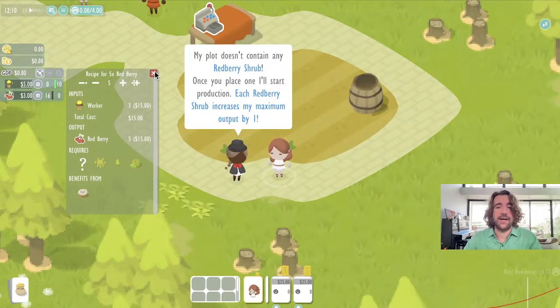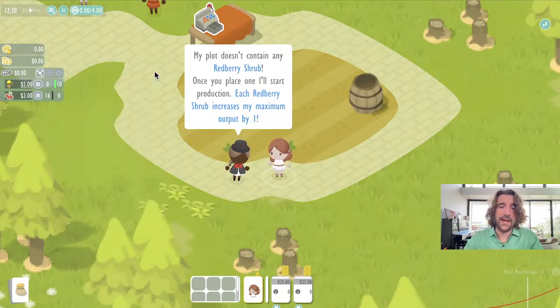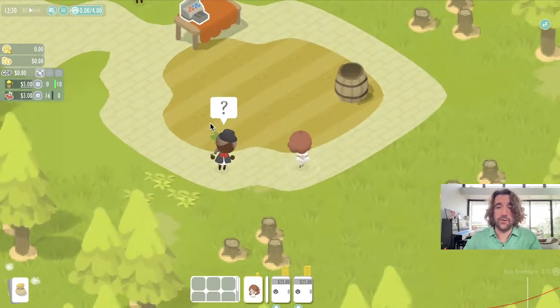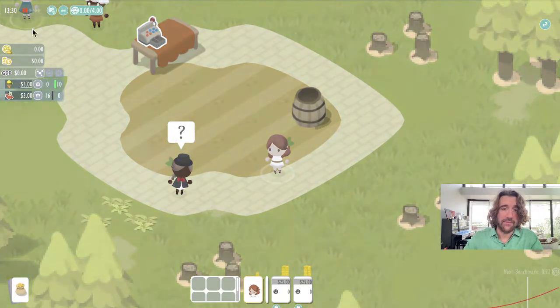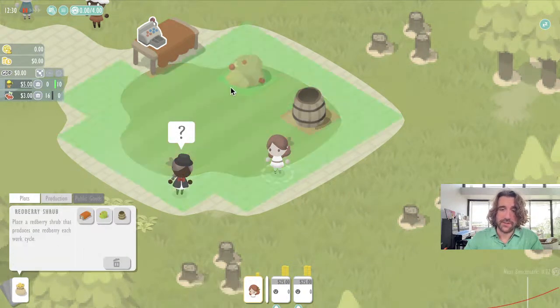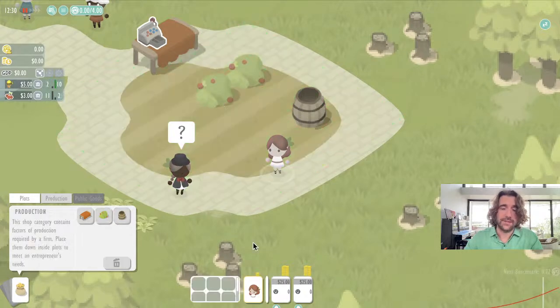Let's say that I decide that I think it's a good idea to produce only 2 red berries. All right. Well, I'm gonna pause time, go into the shop and place down 2 shrubs. This is suggesting to the entrepreneur to produce 2 units.